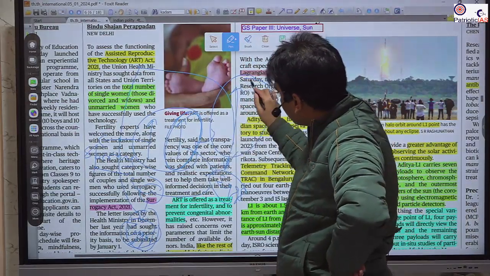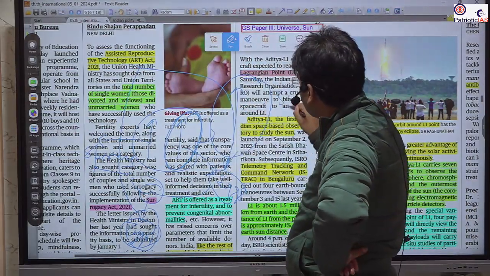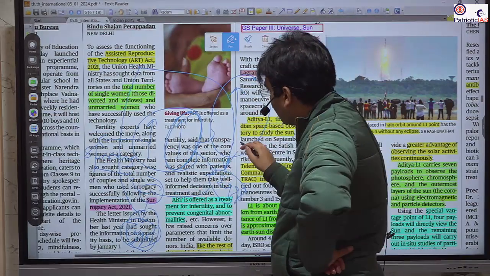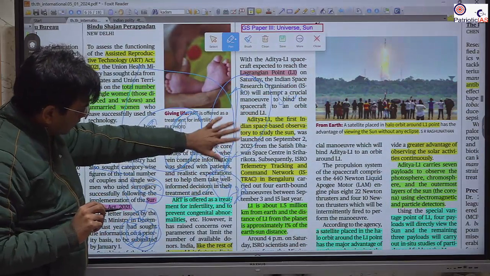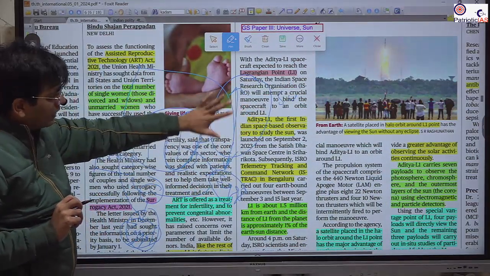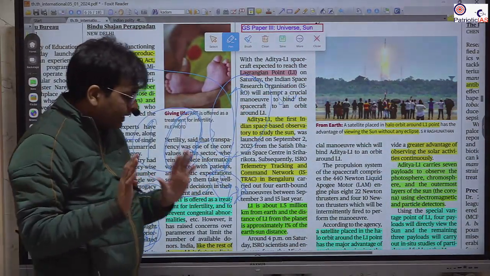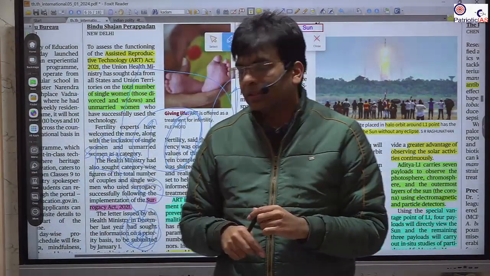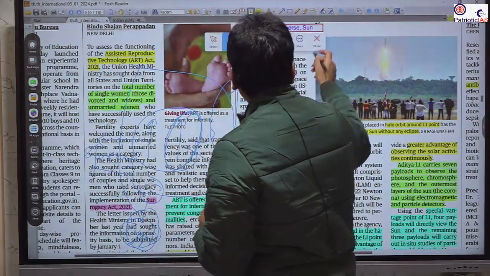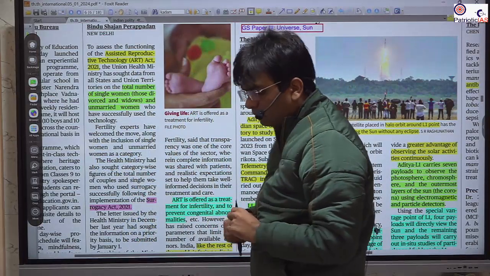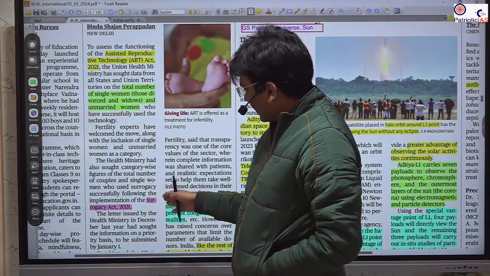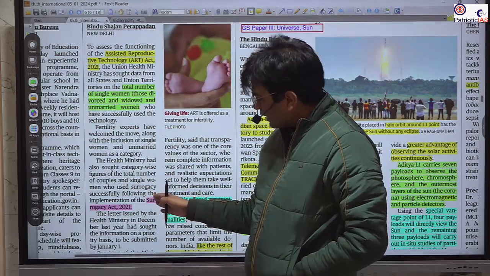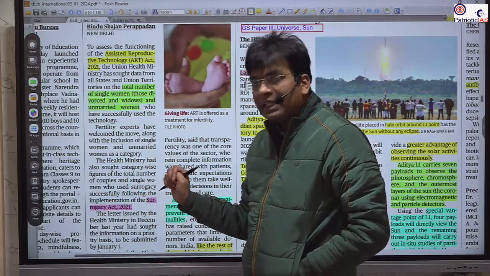So in surrogacy, a third person, the surrogate mother, comes. The couple could give their sperm and egg, and that will go into the uterus of this third woman, and then it will be surrogacy. So in India now, as per the Surrogacy Act, it is not commercial, it is altruistic.